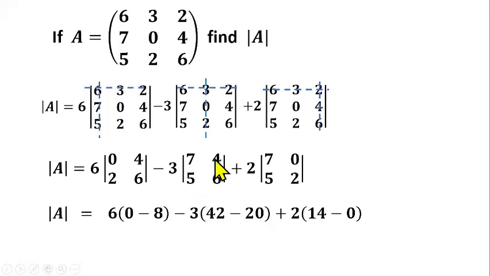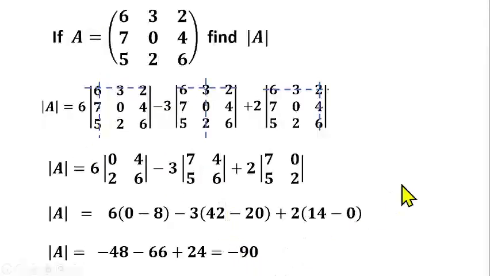minus 4 times 5 will give us 20, plus 2 open bracket, 7 times 2 gives us 14, 0 times minus 0 times 5 gives us 0. If you simplify further, 0 minus 8 gives us minus 8 times 6, that gives us minus 48. 42 minus 20 will give us 22. Then 22 times minus 3 gives us minus 66. Then 14 minus 0 is 14 times 2 gives us 28. If you simplify this further, you get minus 48 minus 66 plus 28 gives us minus 90. So that means the determinant of this matrix A is minus 90.